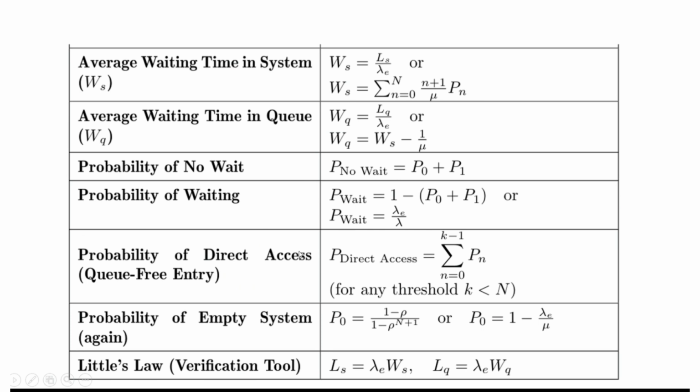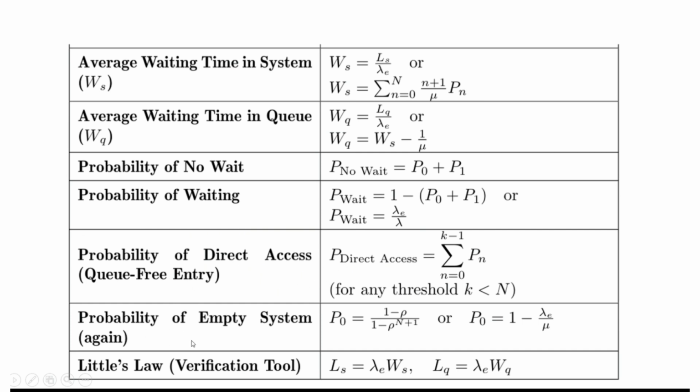You have probability of direct access into the system, that means free entry. The formula will be probability of direct access is the summation, index n varying from 0 to k minus 1, of Pn. Here you have some threshold where small k is less than the capacity capital N. It means the probability that an arriving customer finds fewer than k customers and can join without delay. So that indicates probability of direct access into the system.